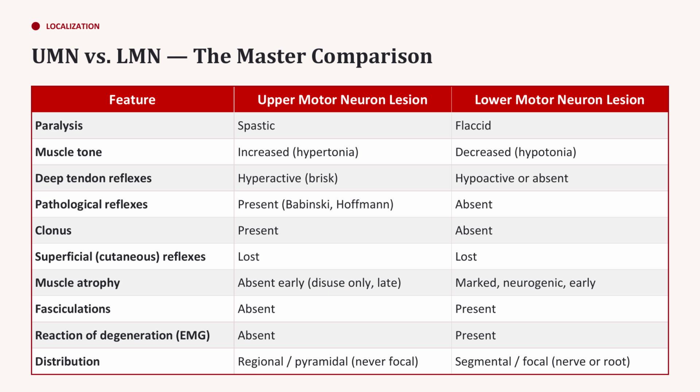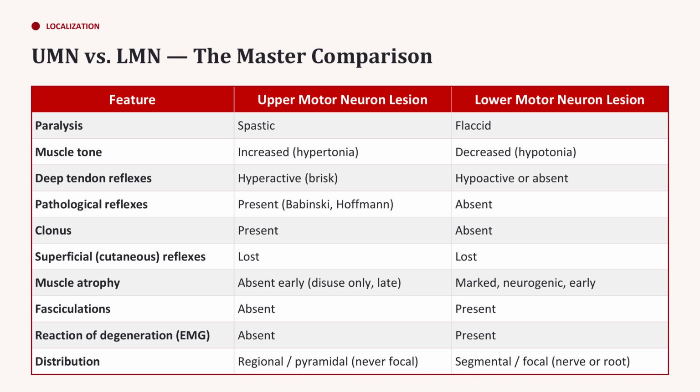In an upper motor neuron lesion, there is no early atrophy and no fasciculation because the lower motor neuron is intact and keeps the muscle innervated. In a lower motor neuron lesion, the muscle is denervated, so it wastes rapidly, twitches with fasciculations, and shows the reaction of degeneration on EMG. Notice the one row that is the same in both columns. Superficial cutaneous reflexes are lost in either lesion, so they do not help you distinguish.